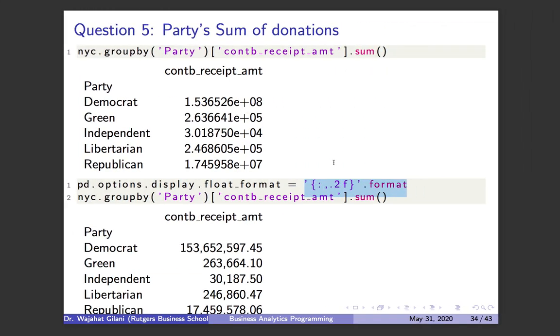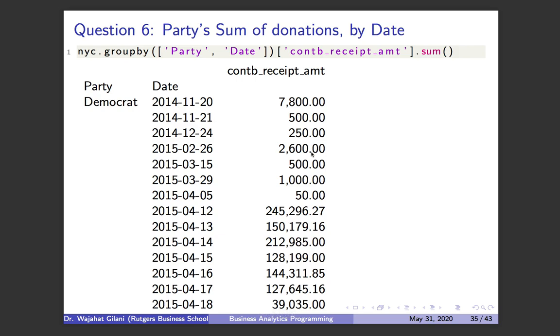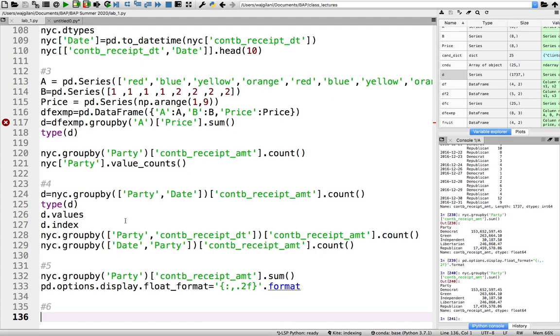And guys, in number 6, what is it? In number 6, I'm doing the same game again. I'm saying, listen, give me the party's sum of donation by date. So basically, how much did each party get or make on each day? So now this is basically my question number 4. And it's exactly the same.